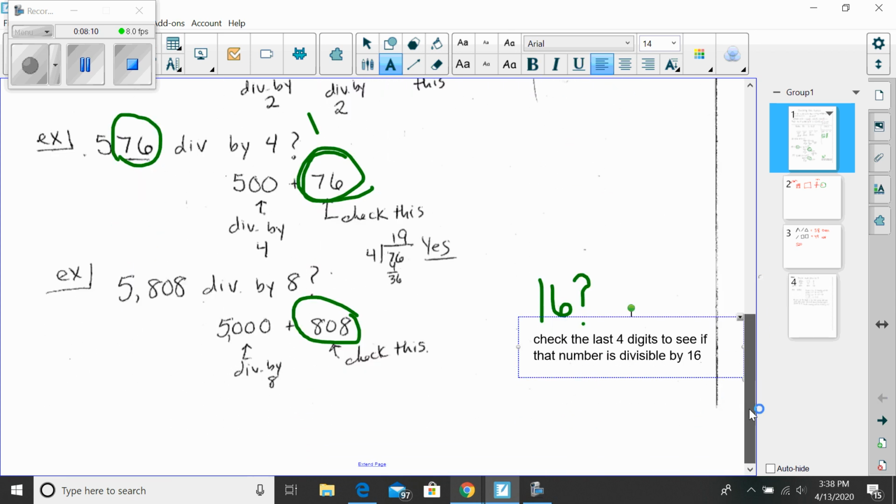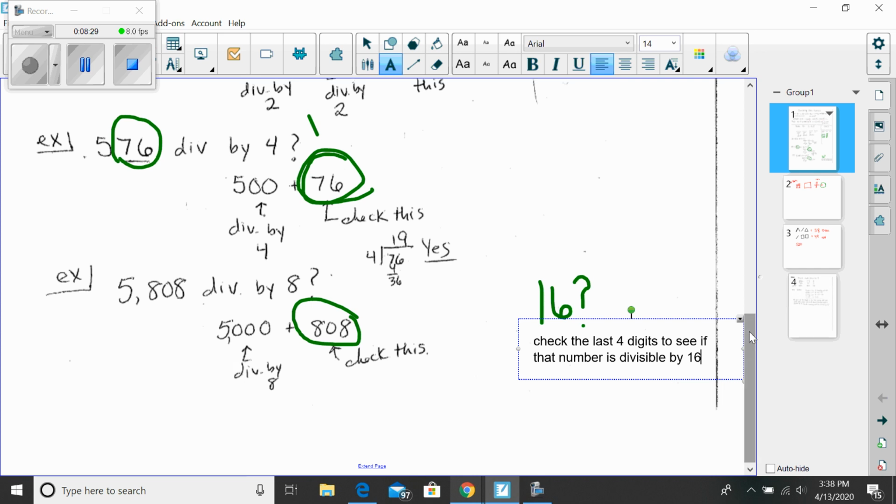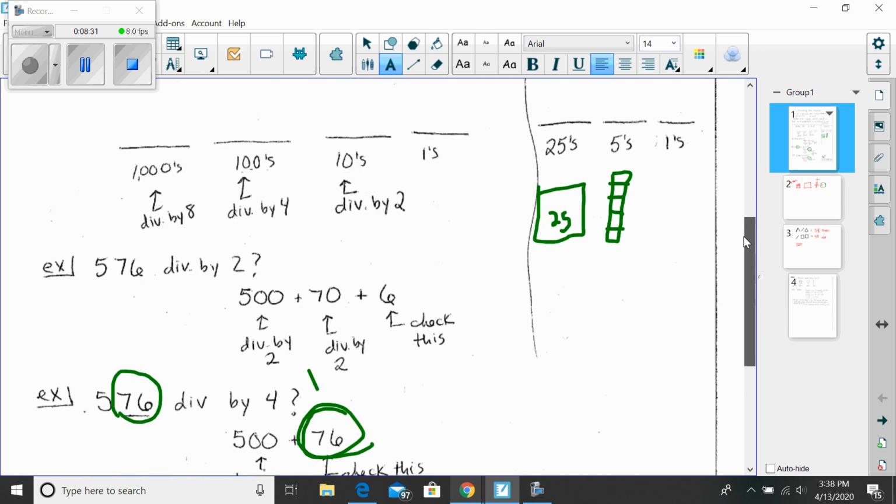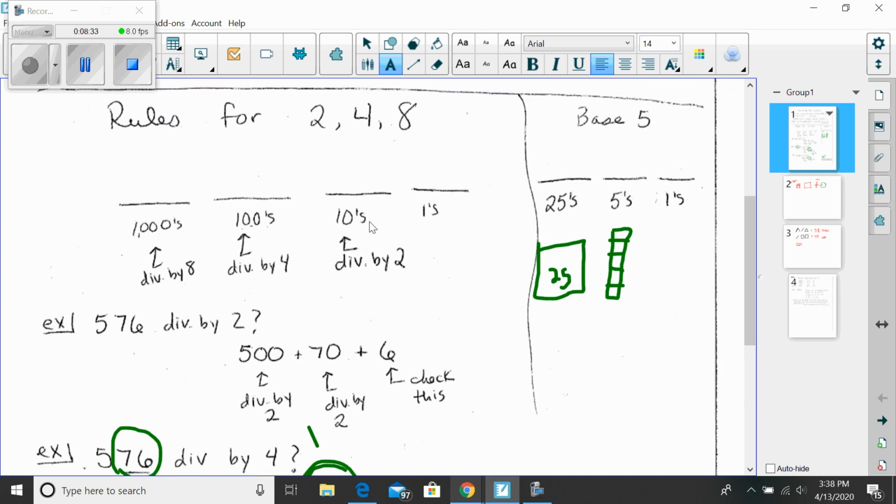Okay, so for 10, I can't have any number of 1's that would be divisible by 10, right? So that's why for the divisibility rule for 10, I have to end in a 0. I have to have no 1's, okay? But for the divisibility rule for 5, I could have 5 1's, okay? So I could extend my divisibility rules to a different base, and that's a bonus on the homework.